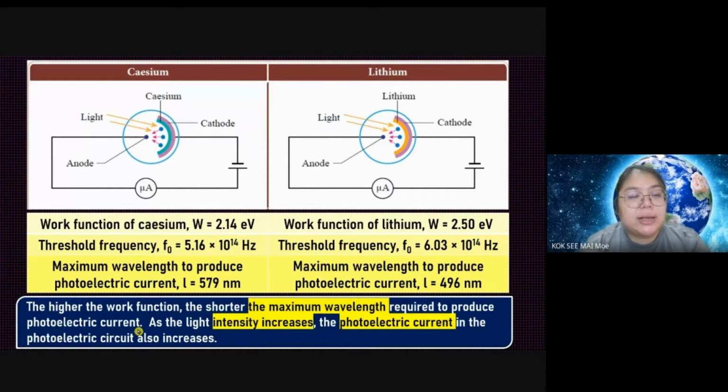So that means the work function and the wavelength are also inversely proportional. As the light intensity increases, the electric current in the photoelectric circuit will also increase. If the light intensity keeps increasing, the photoelectric current will also increase. So that means more light shining, and you find the electric current is produced faster. So this is another option to make the current increase in the circuit.